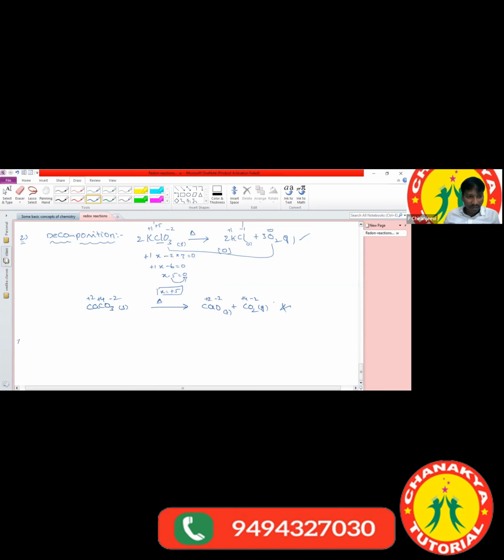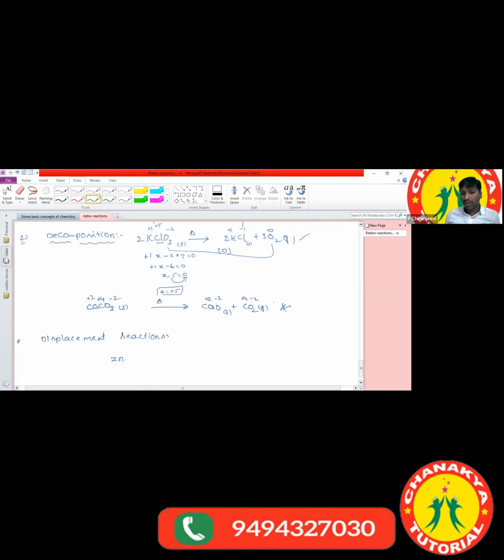And one more mark here. What is another one? Decomposition and displacement reactions we already know. What is meant by displacement reactions? I think everyone knows. Simple example right here. Again, we have three types of displacement reactions: metal displacement reactions, non-metal displacement reactions, and double displacement reactions.